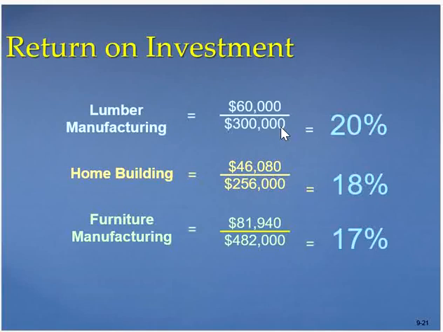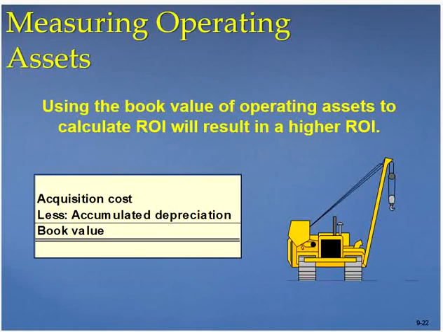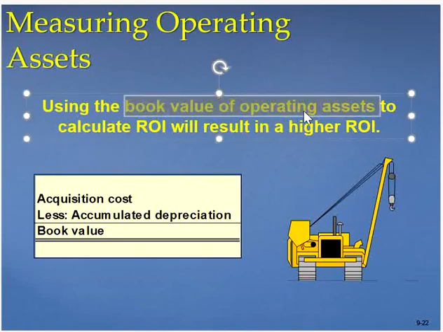Now, in a real life situation, imagine that different assets are purchased at different times due to certain changes, right? So I'll explain this one with measuring operating assets. As we know, the book value of the asset is used to calculate return on investment, right? And it will result in a higher return on investment. Now, what is the book value of assets? We know what the book value of assets is. Book value of an asset is the cost of the asset minus total depreciation, or we call it accumulated depreciation. That is what we use as book value.